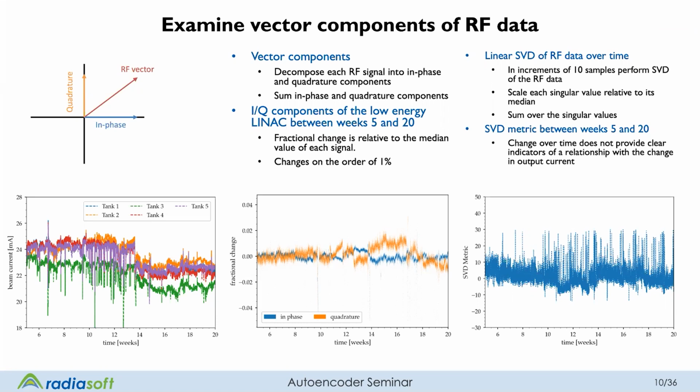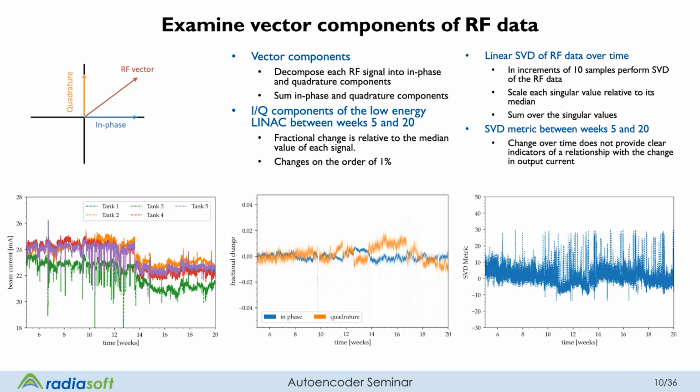While certainly it does settle out to some value that's not quite where it started, it's not a very big change compared to the change in the beam current, which is on the order of 10 to 15% or so change in the output current. So if you were just looking at this, you might say, okay, the RF's not doing anything weird. There's certainly change, but it's not obvious that there's a direct correlation between the RF change and the beam current change.